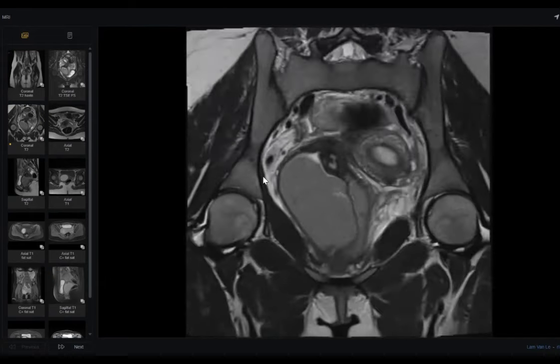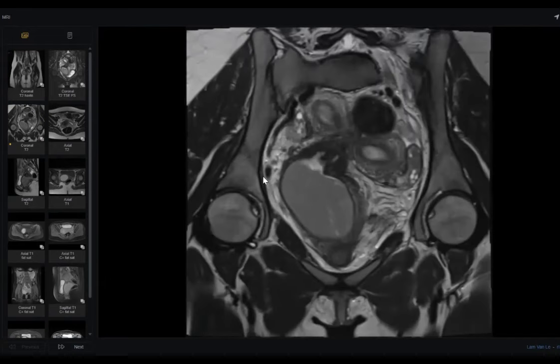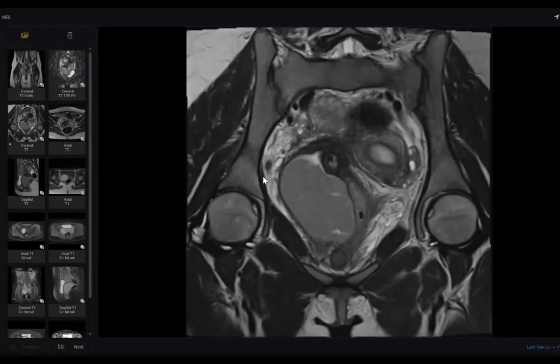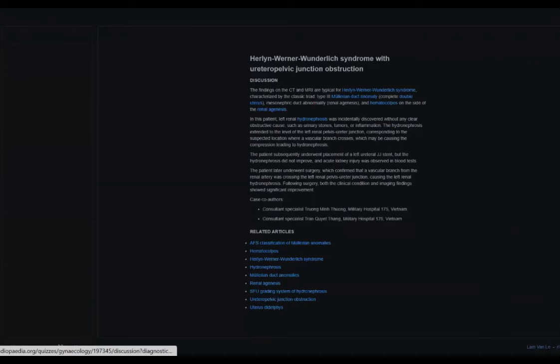Uterine didelphys with bicollis, and a vagina with imperforate hymen with hydrocolpos. Okay. Which vagina? The right half or the left half? Big difference. Within the right half, within the right half of the vagina, sir. Yes, sir.